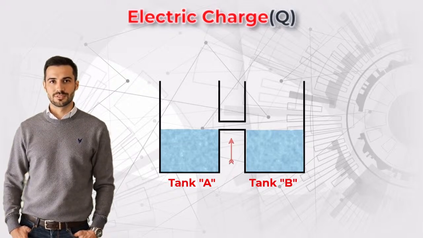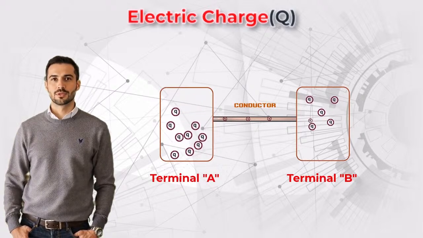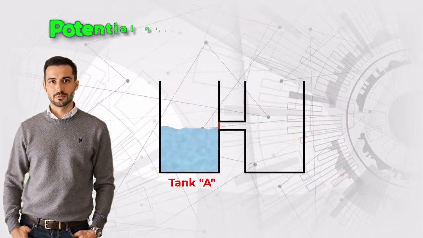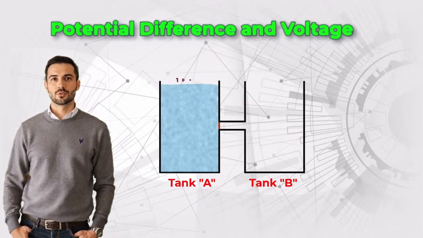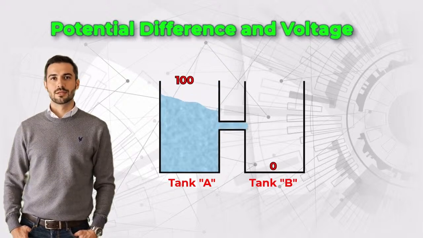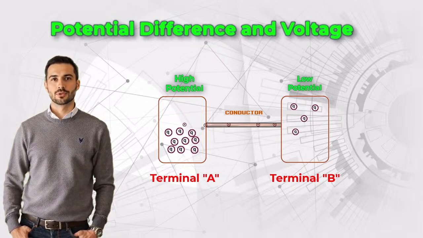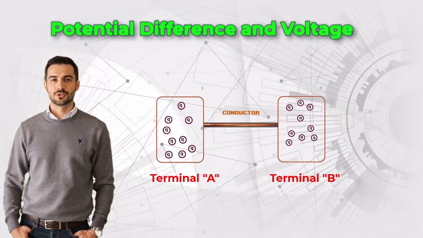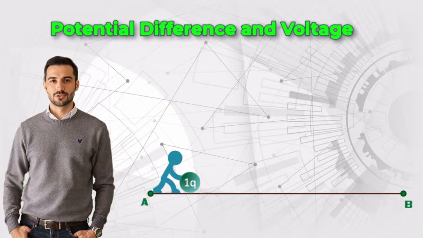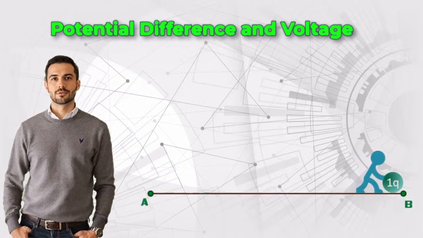Here, the water represents electric charge, and the flow of water is analogous to the flow of electric current. In the same analogy, we can understand the potential difference or voltage. The height difference between the water levels in the two tanks represents the potential difference or voltage. It's this difference that drives the water flow, just like a potential difference drives the flow of electric charges in a circuit. So, voltage, or potential difference, is the energy per unit charge required to move a charge between 2 points in an electric field.